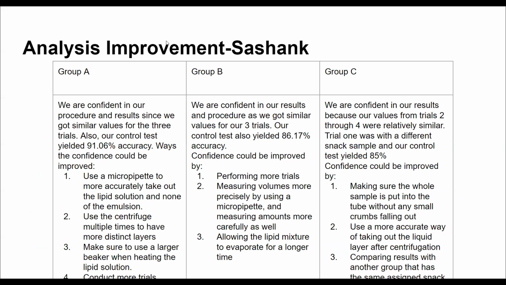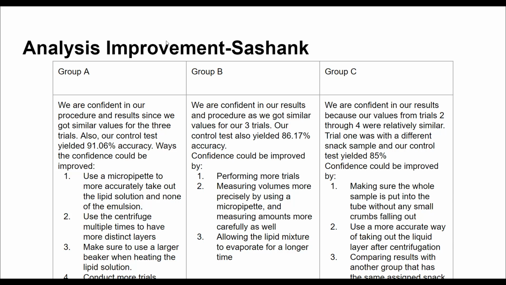All right, so all three groups said that they were confident in their procedure and their results because they got similar values across their trials. They also all got high values for their confidence when they did their control test. And all three groups agreed that the ways they could improve it was to be more careful with the pipetting, using a micropipette or measuring the volumes more carefully.